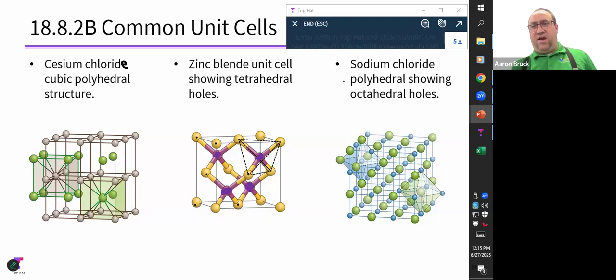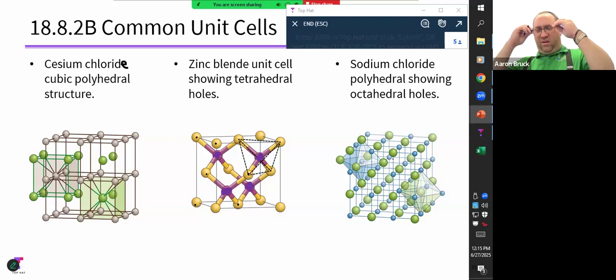And then with sodium chloride, again, we're getting octahedral holes here. This is a lot more of a complicated one because with sodium and chloride there's not nearly as big of a difference in size between them compared to something like cesium and chlorine. But again, we get octahedral holes being used up here, where we can see that if I look closely, I'm just going to pick on this chlorine right here.